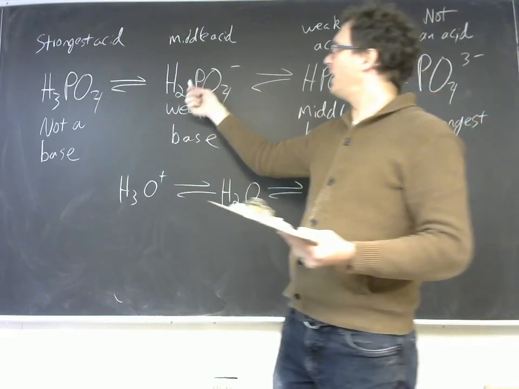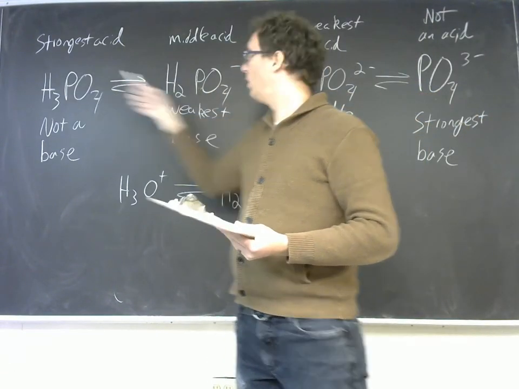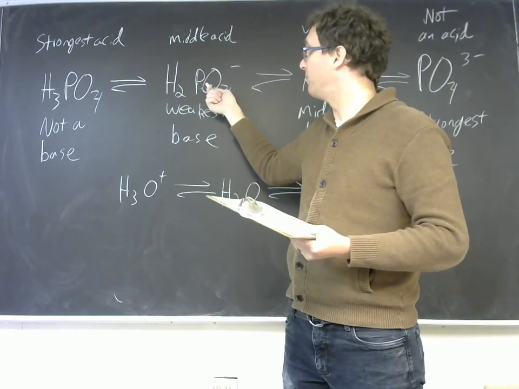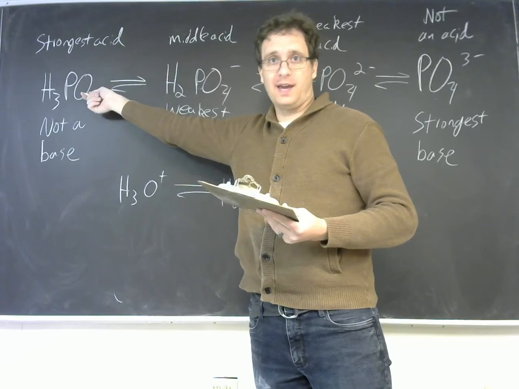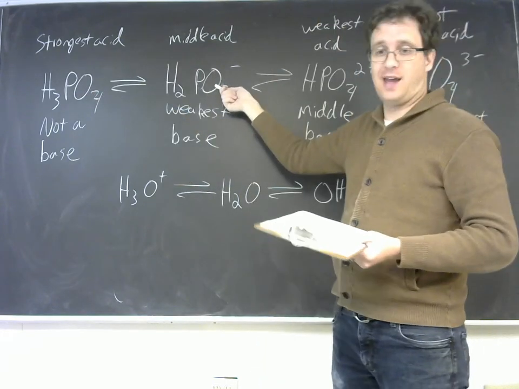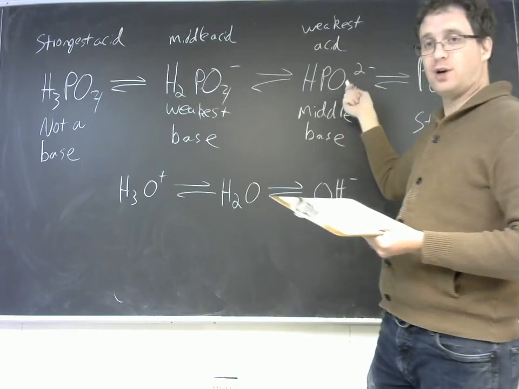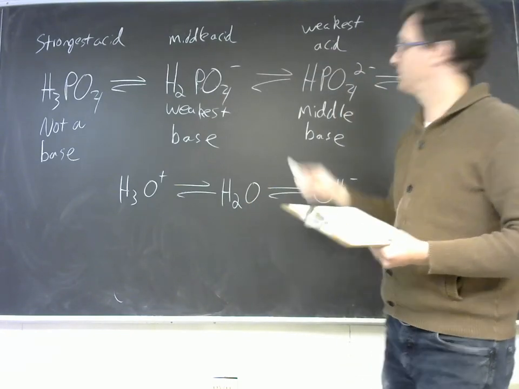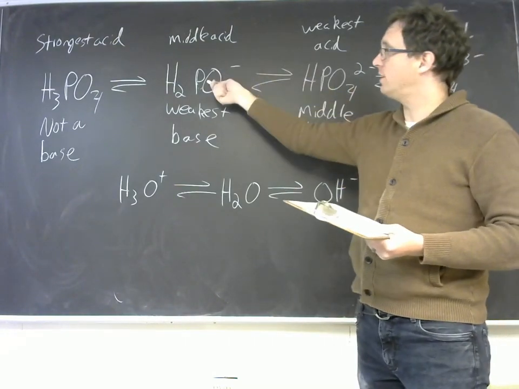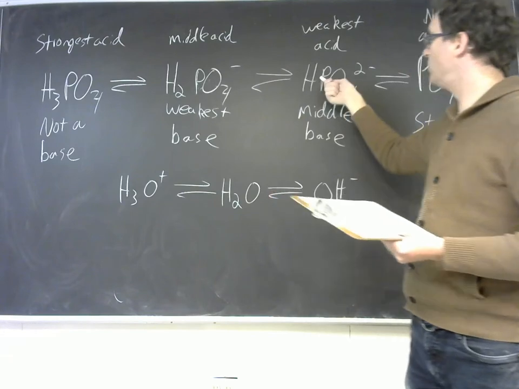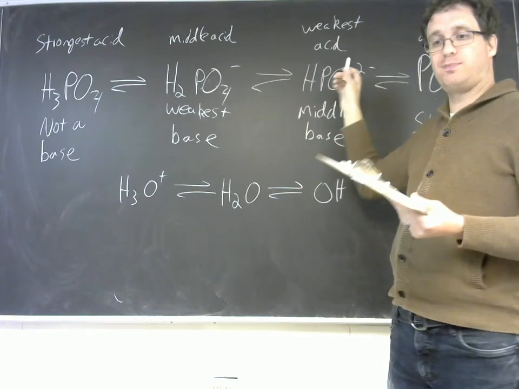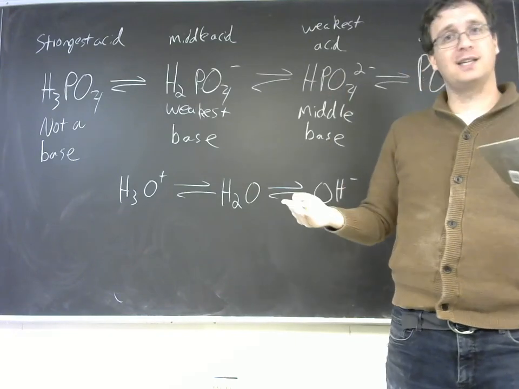H2PO4-, it can gain a hydrogen or it can lose a hydrogen, which means it can act as a base when it gains a hydrogen and accepts a proton, in other words, or it can act as an acid and donate a proton when it turns into HPO42-. HPO42- also can accept a proton to go this way, or it can donate a proton to go that way. So they are able to be either an acid or a base.